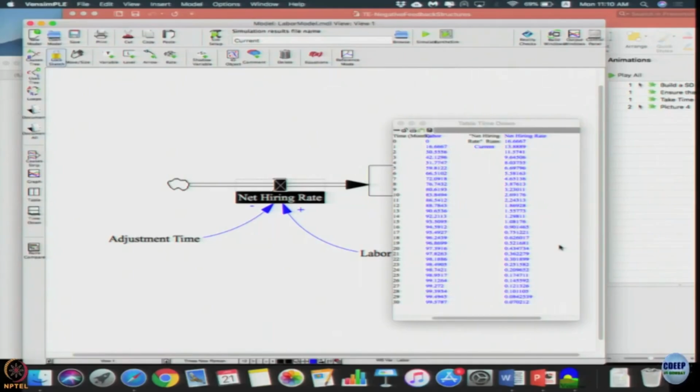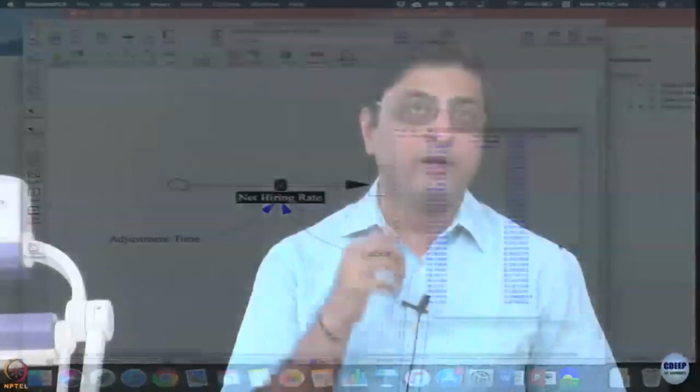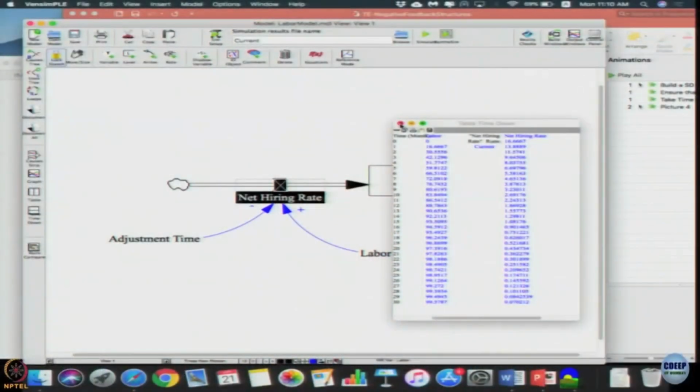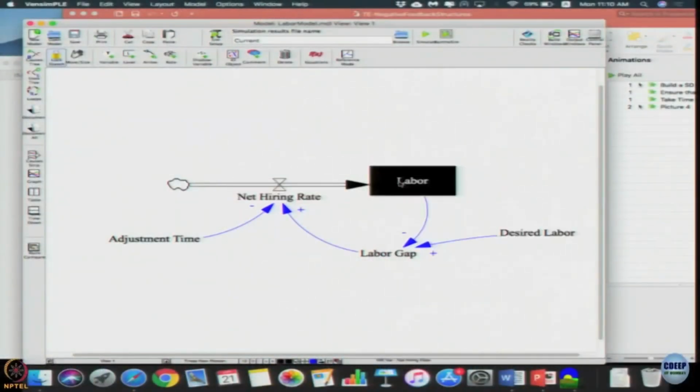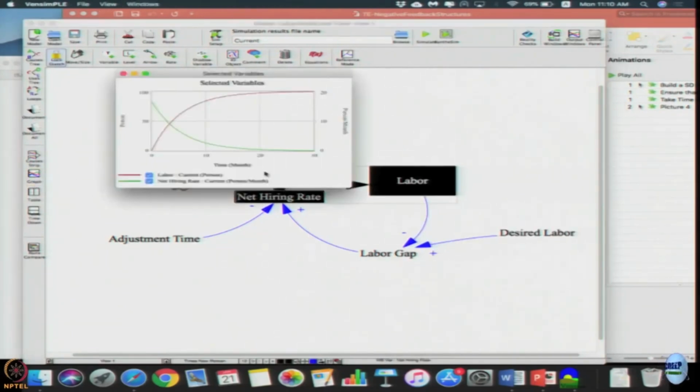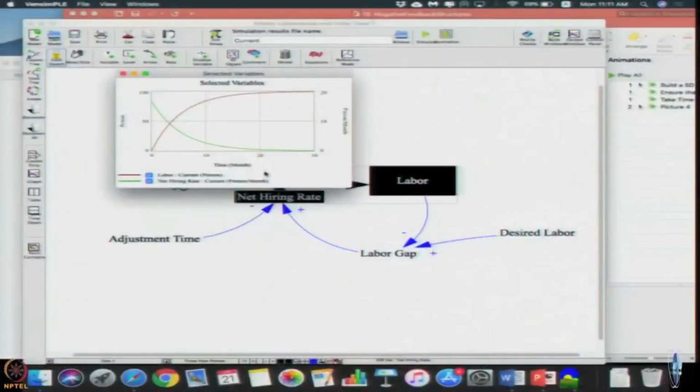If you select multiple things and click the graph, both will be displayed. You can do one by one, or you can use shift. So if I select labor and net hiring rate, both, and click graph, I get both the graphs simultaneously. Very simple features, but very useful. Whatever variables I want, I use shift to select all of them and click that graph button. Then I get multiple graphs in one picture, so that I can see exactly how it changes.